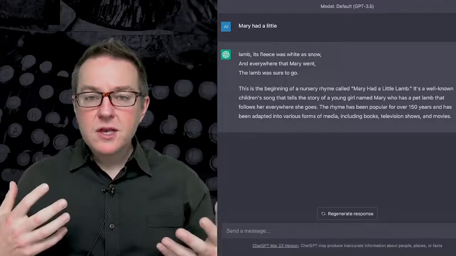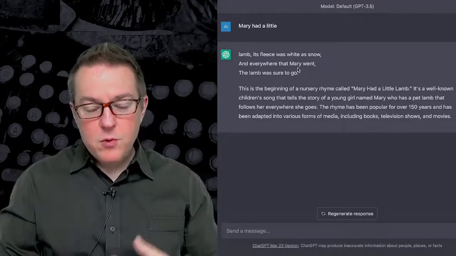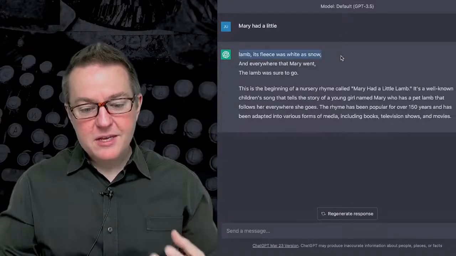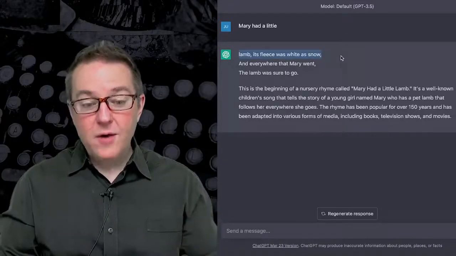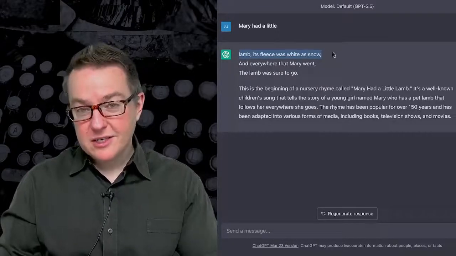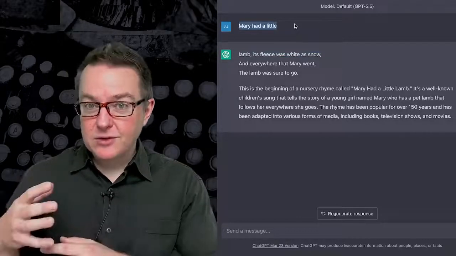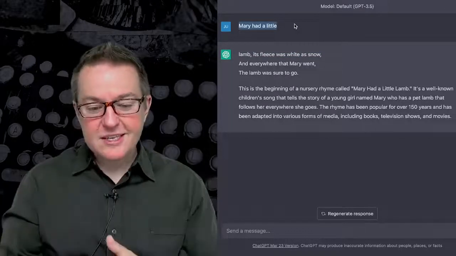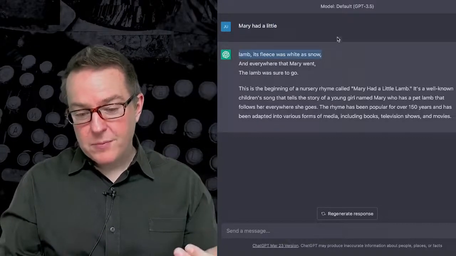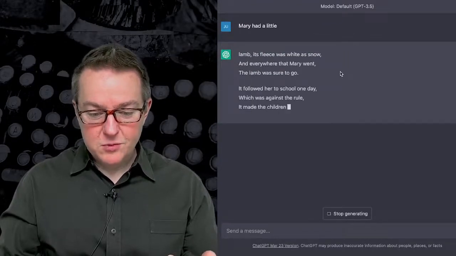So what would be an example of this? Well, let's imagine that we wanted to consistently generate the words, "lamb, its fleece was as white as snow." Well, a pattern could be: anytime you need "lamb, its fleece was white as snow," you can write the statement, "Mary had a little." You will very consistently get "lamb, its fleece was as white as snow" as the output. And so, for example, we can rerun this. Lamb, its fleece was as white as snow.